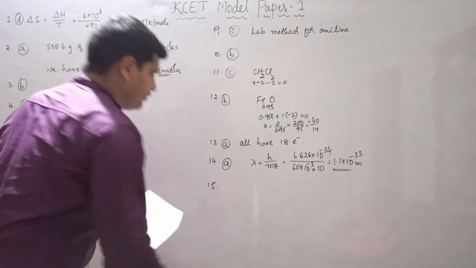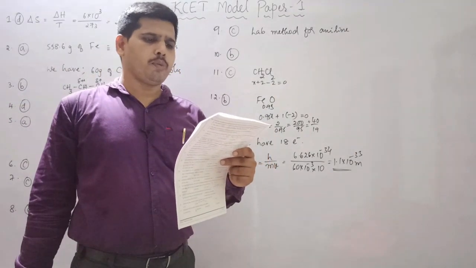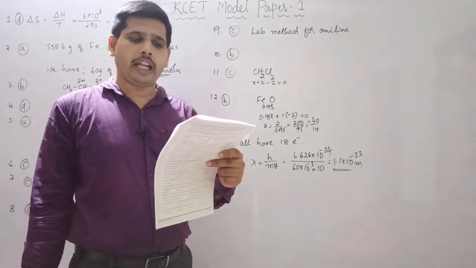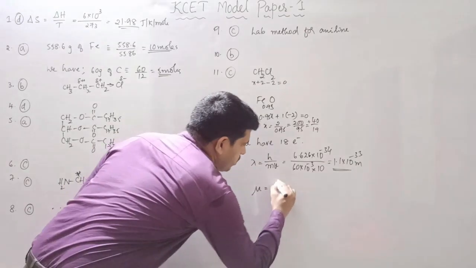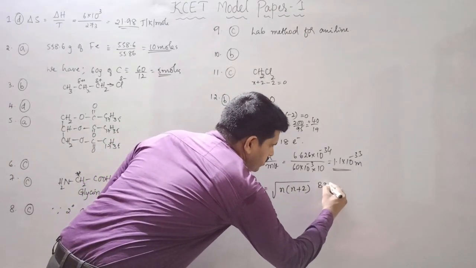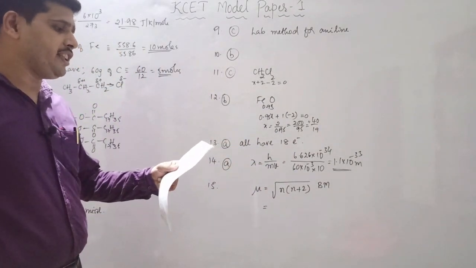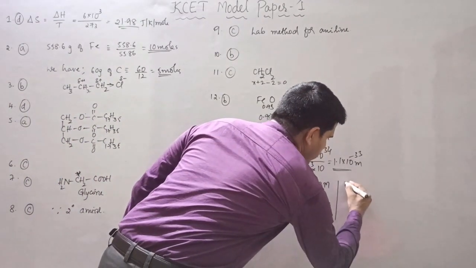Yes. 15th one. Which of the following is the expected magnetic moment of Fe3+? So iron in the ferric state, what is the magnetic moment is the question, and we have a formula for magnetic moment. Mu is equal to root of n into n plus 2 Bohr magneton, isn't it? So what is the n value? Number of unpaired electrons. In Fe3+, how many unpaired electrons are there? So how to calculate it? Let me do that here.